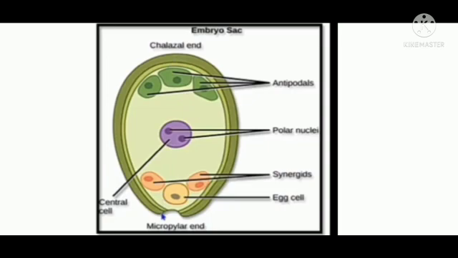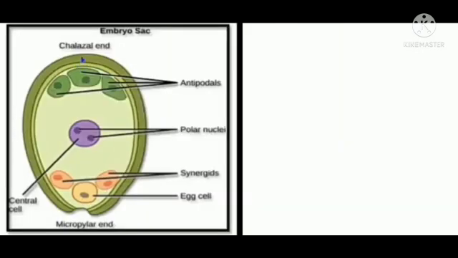So what is the embryo sac? The ovule contains a structure called the embryo sac. The embryo sac has two ends: one is called the chalazal end and the second is called the micropylar end, right? And it contains a total of 7 cells. What are these 7 cells? This is the central egg cell, known as the female gamete. It is guarded by two synergids.